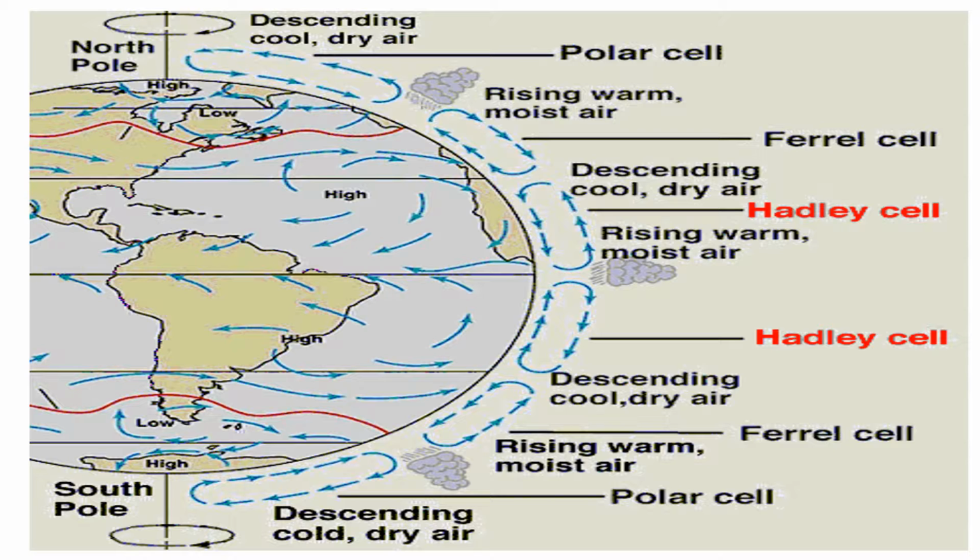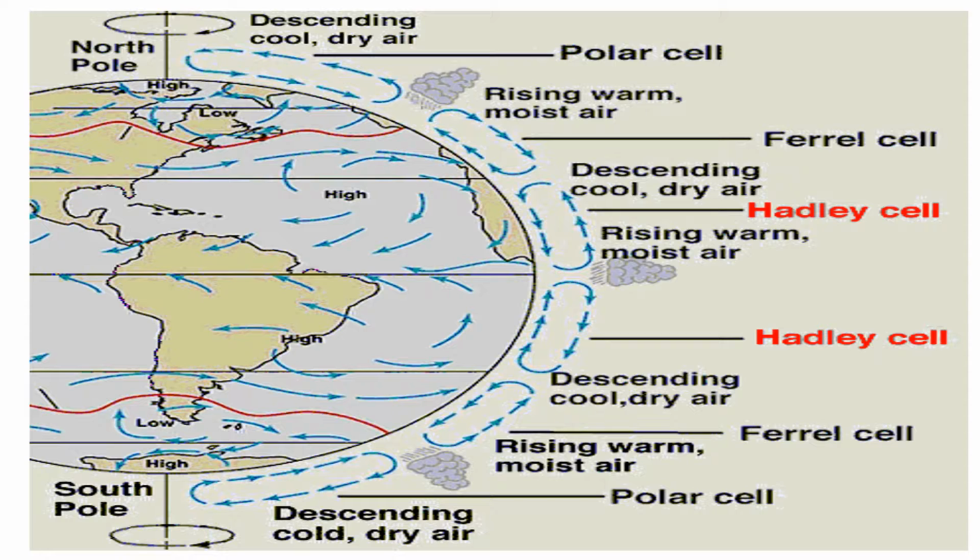Then we have the Ferrel cells. Air flows poleward and eastward near the surface and equatorward and westward at high altitudes. This movement is the reverse of the airflow in the Hadley cells.